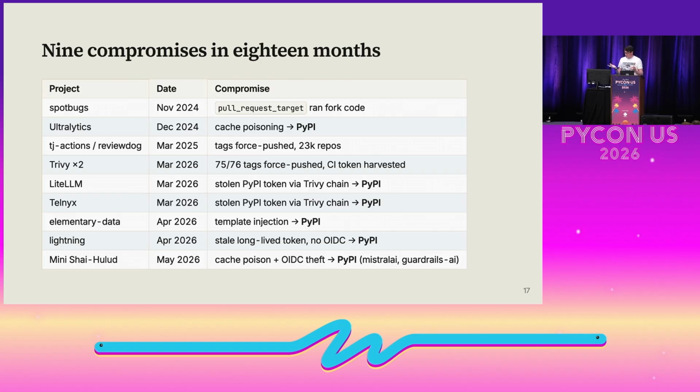As I was putting this talk together, I went digging into how many different compromises we have seen over the past 18 months that directly involved GitHub Action workflows being compromised, which were enabling various kinds of publishing of malicious packages out of the control of the maintainer, and then the knock-on effects of those. So I'm going to go through some of how this happened.